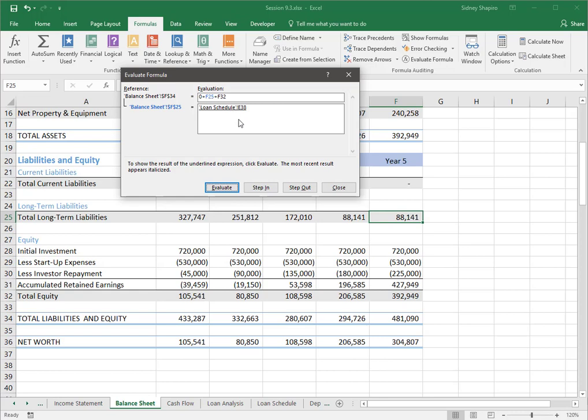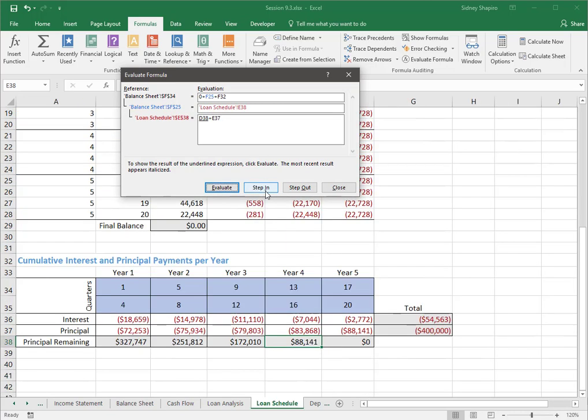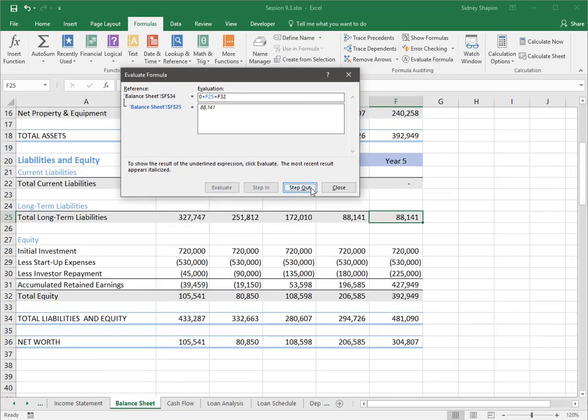Okay, so then we'll click on step in. And where does this come from? Right over here, loan schedule. It moves automatically to the next page and shows us where that's coming from. Now we can go back a level by clicking step out and go back one. And we could also press close.